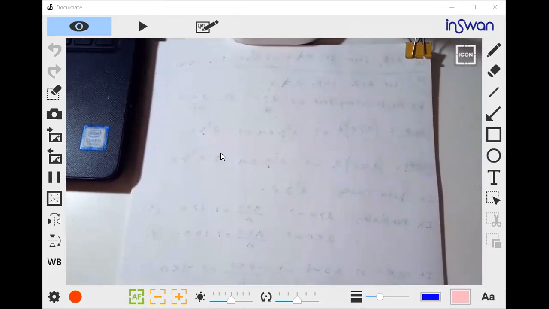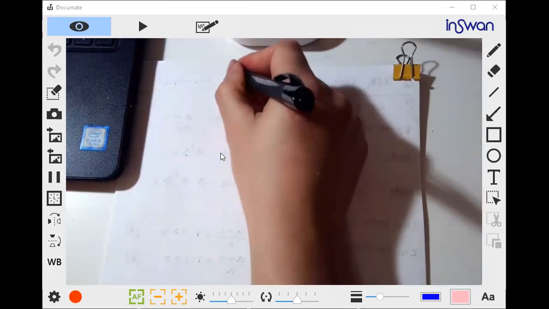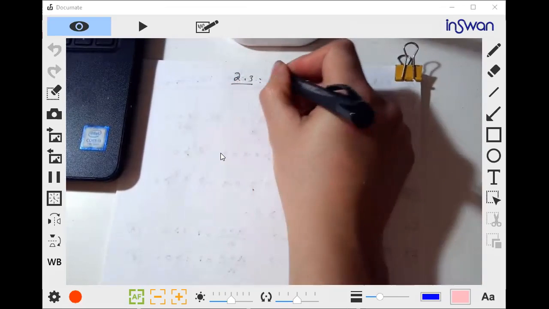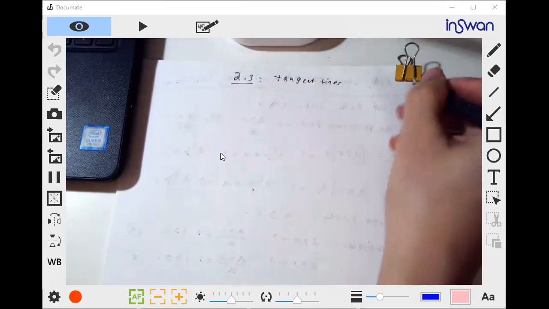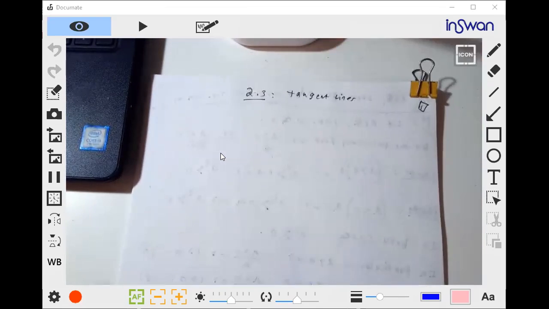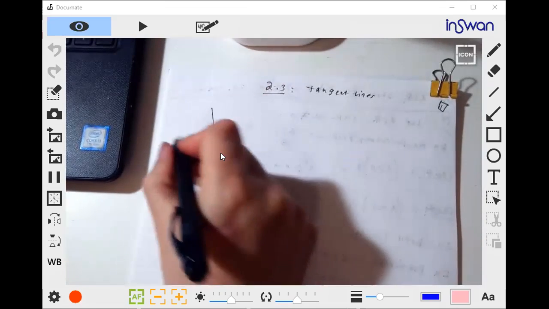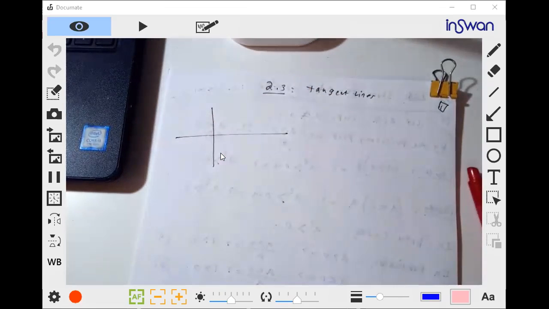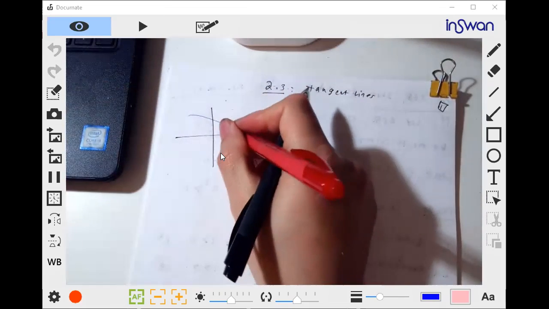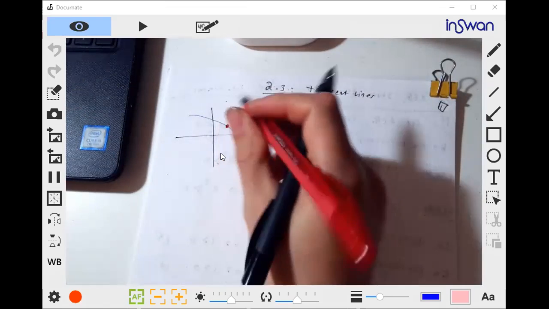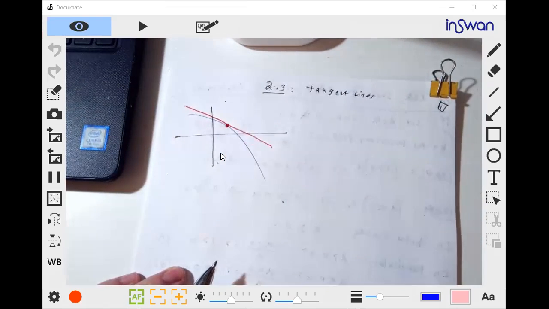All right. Let's talk about section 2.3, tangent lines revisited. Recall, as you have been shown before, given a function, a tangent line to that function is a line that only passes through one point and one point only, like so.